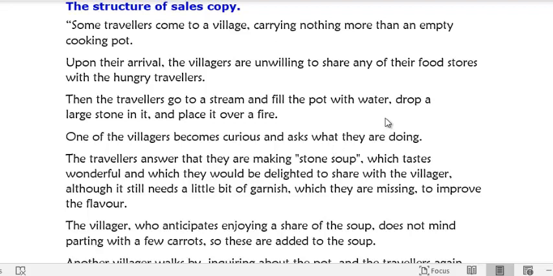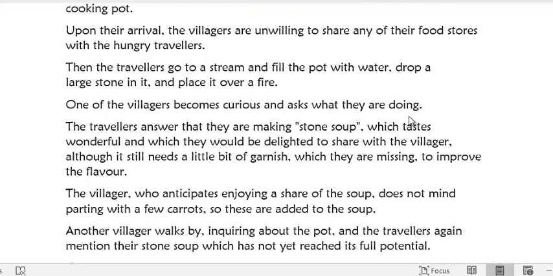One of the villagers becomes curious and asks what they're doing. The travellers answered that they're making stone soup, which tastes wonderful and which they would be delighted to share with the villager, although it still needs a bit of garnish, which they are missing, to improve the flavour. The villager, who anticipates enjoying a share of the soup, does not mind parting with a few carrots, so these are added to the soup.